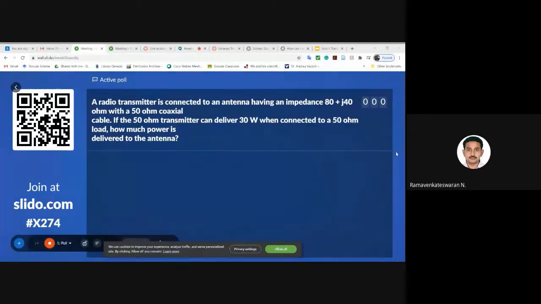Okay, the radio transmitter is connected to the antenna having impedance of 80 plus j40 ohms with the 50 ohm coaxial cable. If the 50 ohm transmitter can deliver 30 watts when it's connected to a 50 ohm load, how much power is delivered to the antenna? It's more like a practical situation. Okay, so the question is asked.